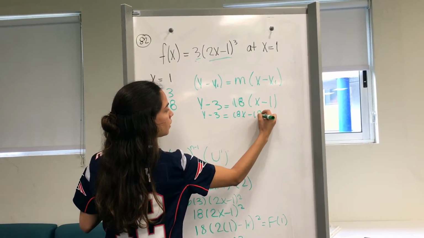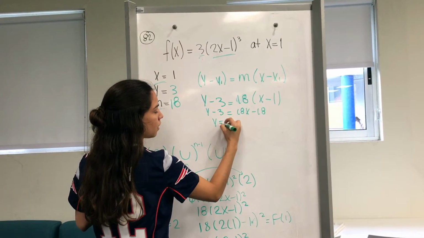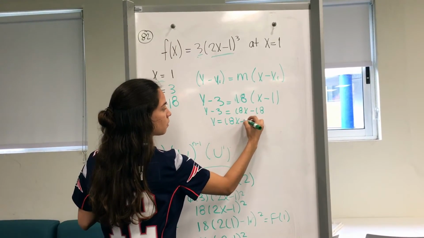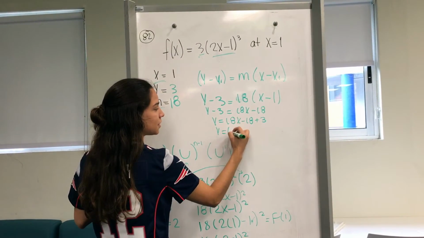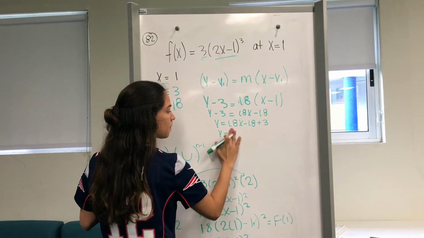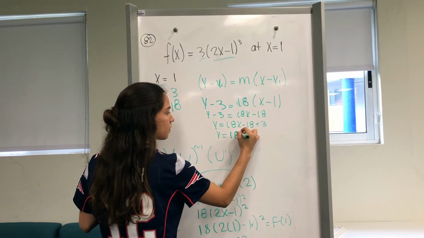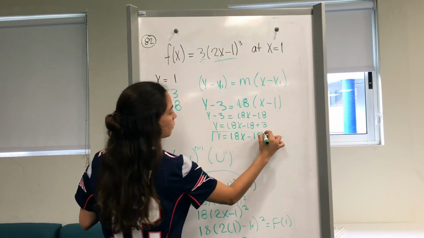18x minus 18. And then you pass your negative 3 to the other side. 18x minus 18 plus 3. That is 18x minus 15. And this is your final answer.